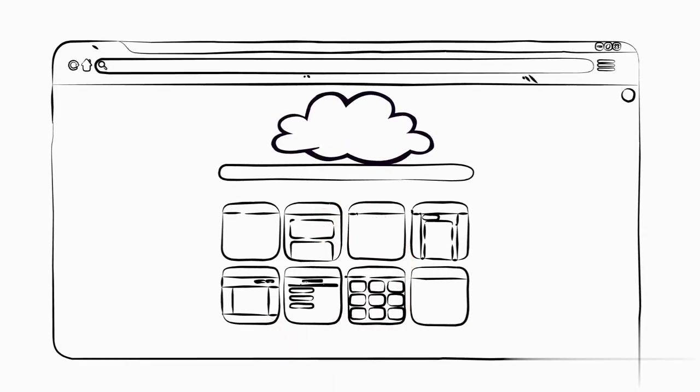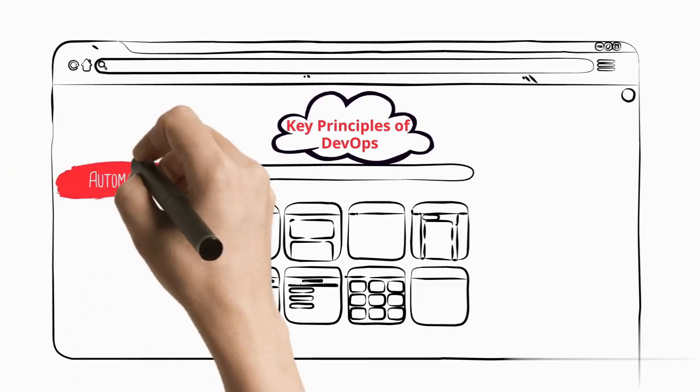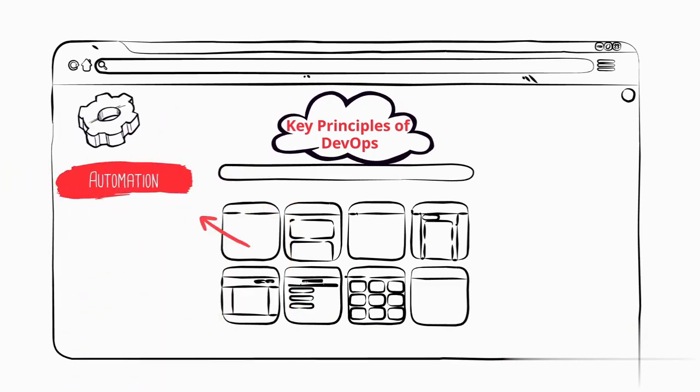Key principles of DevOps. DevOps emphasizes several key principles to enhance software development and operations. Automation. Automation is fundamental to DevOps. By automating repetitive tasks, teams can reduce human error, improve efficiency, and focus on more strategic activities. Tools like Jenkins, Docker, and Kubernetes play a crucial role in automating various aspects of the development and deployment process.